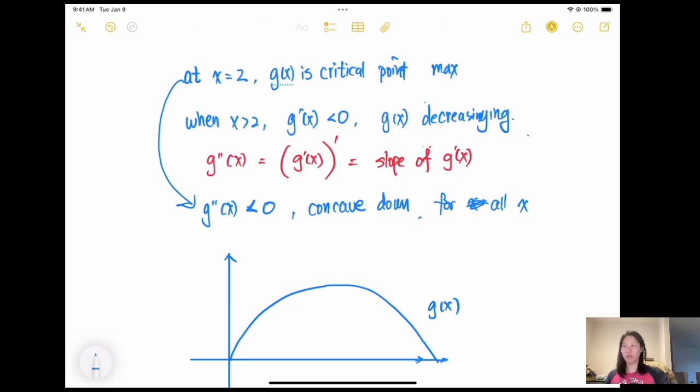I think you should be able to try number 10 by yourself. It's a similar idea to analyze the graph. You need to figure out g of x from g prime of x, and then see how you get the second derivative of this graph.